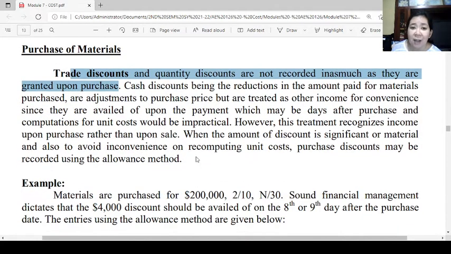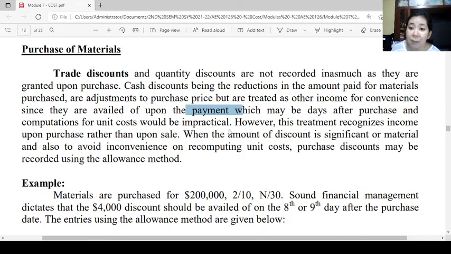So cash discounts are reductions in the amount paid for the materials. And this is not treated as other income because they are availed of upon payment. But normally, the payment will be days after the purchase. Okay? And if we will account for the discounts, we will have to recognize income upon the purchase and not upon the sale.